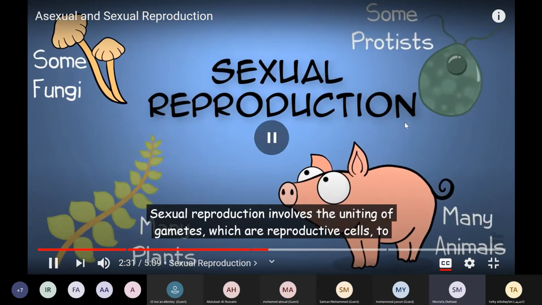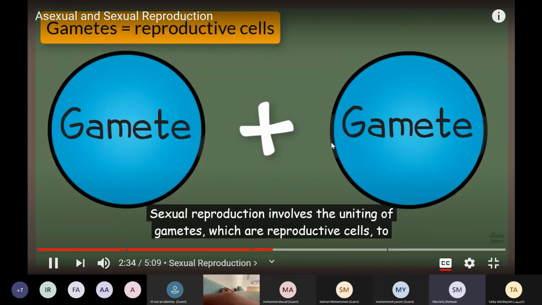Sexual reproduction involves... so here we're talking about sexual reproduction. It happens in some fungi, some protists, many plants, many animals. So some of these, not all of them: some fungi, some protists, most of the plants, most of the animals reproduce sexually. It involves the uniting of gametes, which are reproductive cells.